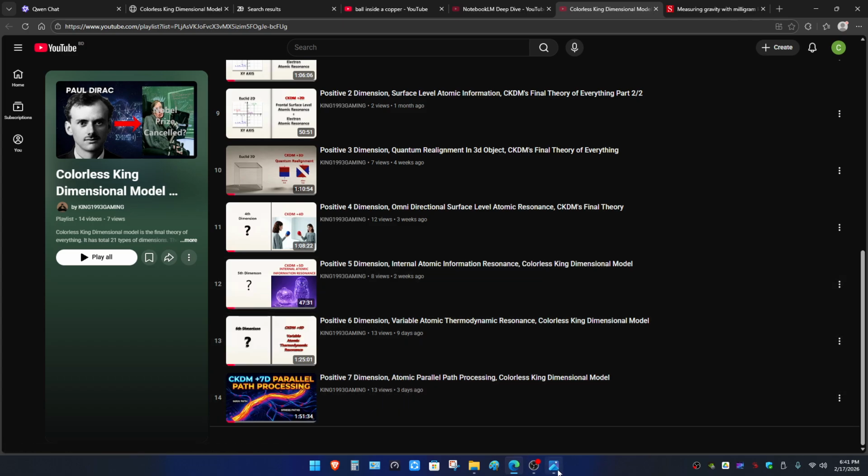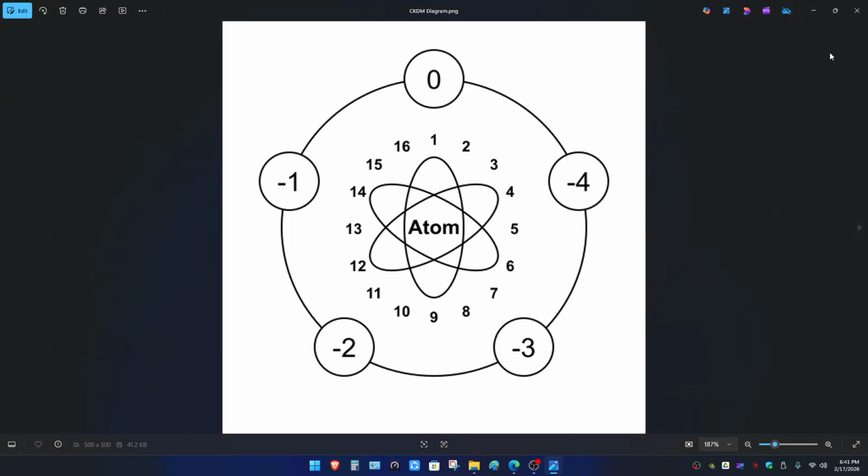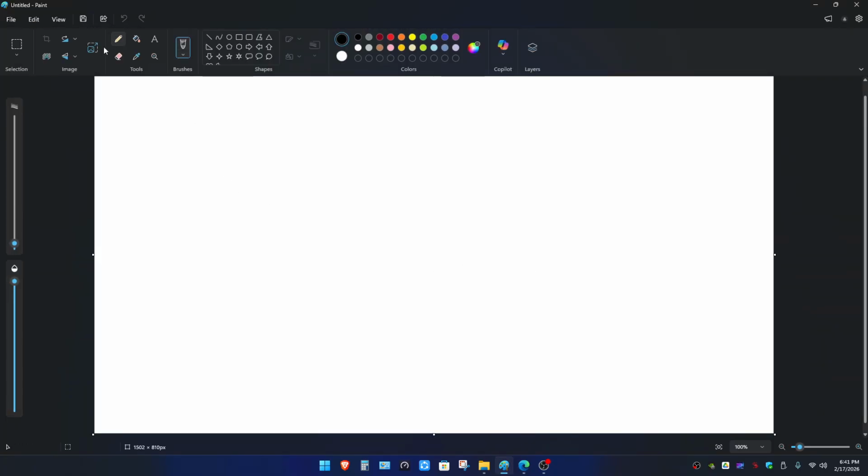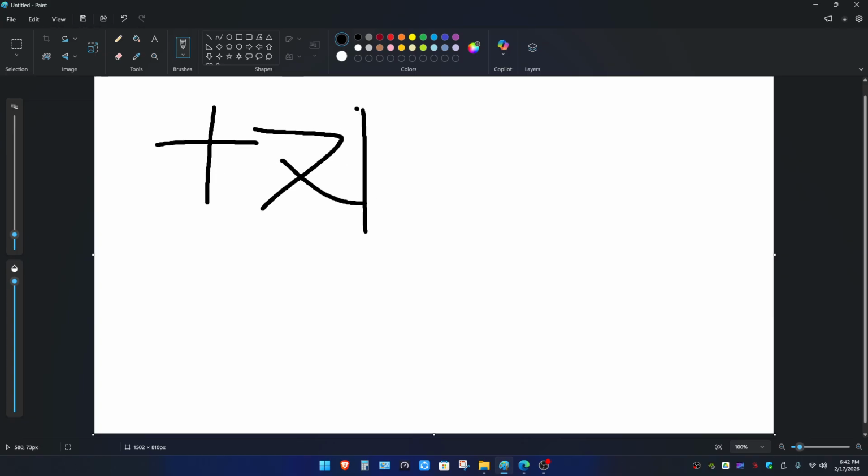Now today I will be talking about the 8. Okay, 8. So what is 8? So without further ado, let's get started. The thing about 8 is I have already talked about parallel path processing in the plus 7D. Okay, plus 7D, I talked about parallel path processing.